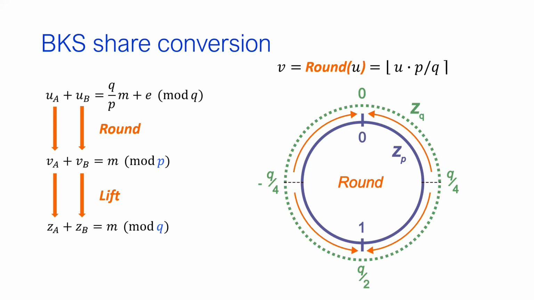Rounding of a share U is going to scale it by multiplying it by P over Q, and then it's going to round it to the nearest integer. So here you have a visual representation of that operation. On the outside in green, you have the ring of integers modulo Q, and on the inside, the ring of integers modulo P, where in this figure, P is equal to 2. So you can see that any value in the top half of the circle is going to get mapped to 0, and any value in the bottom half will be mapped to 1.